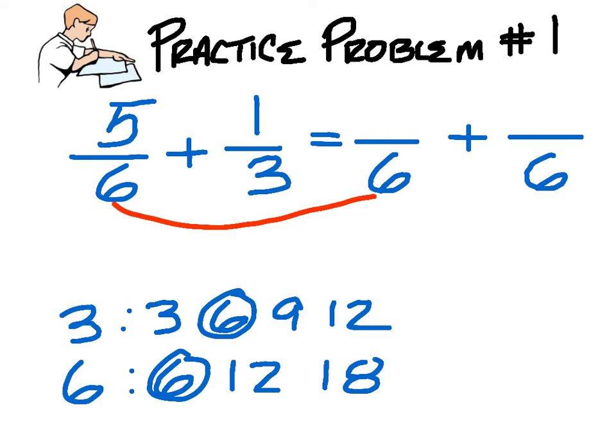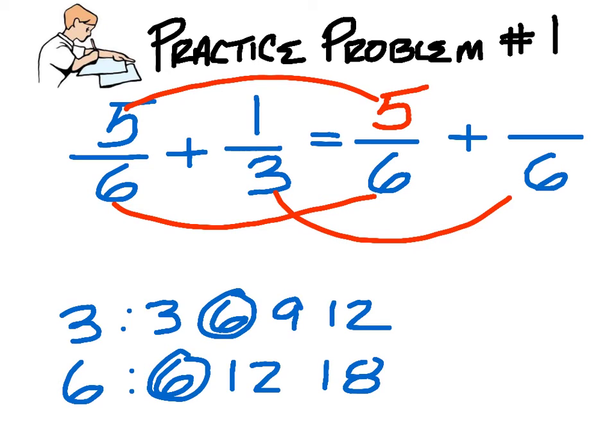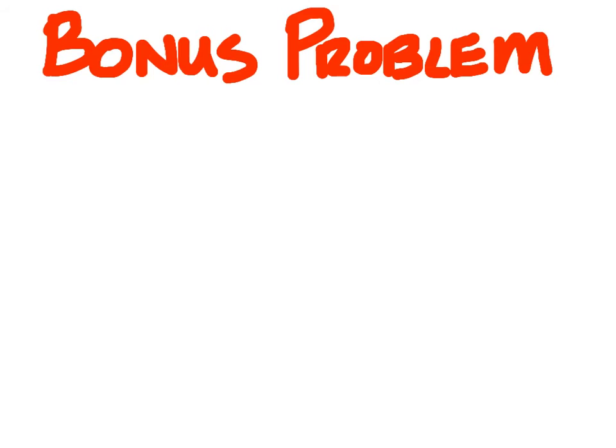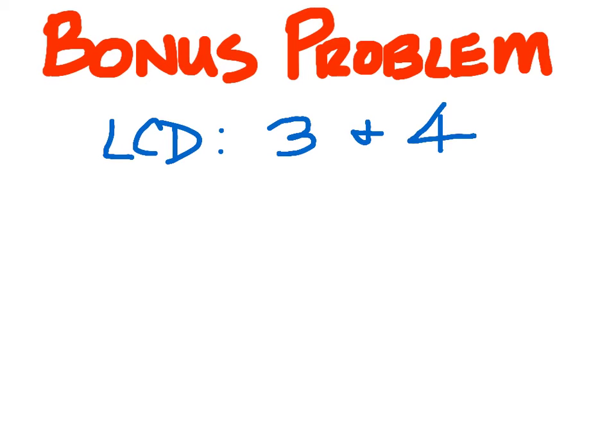So 6 times 1 is 6. 5 times 1 is 5. 3 times 2 is 6. 1 times 2 is 2. 5 plus 2 is 7. So the answer is 7 over 6. A bonus problem. What is the least common denominator between 3 and 4?